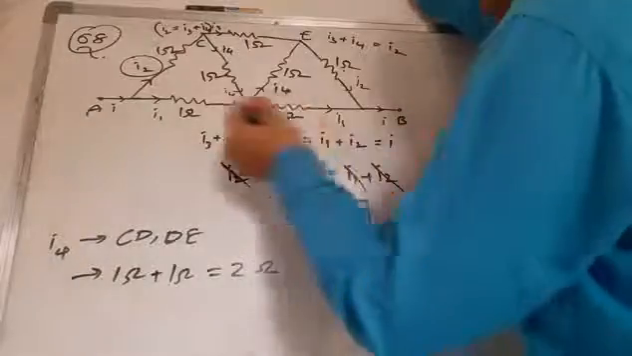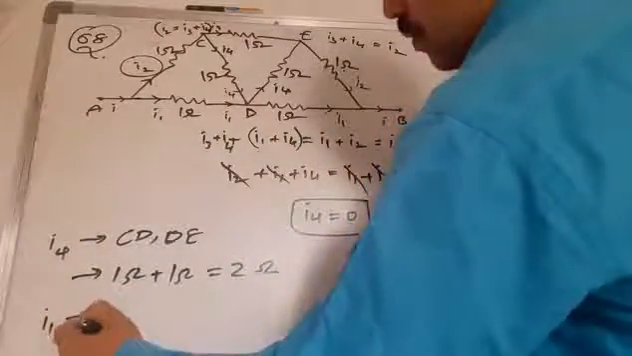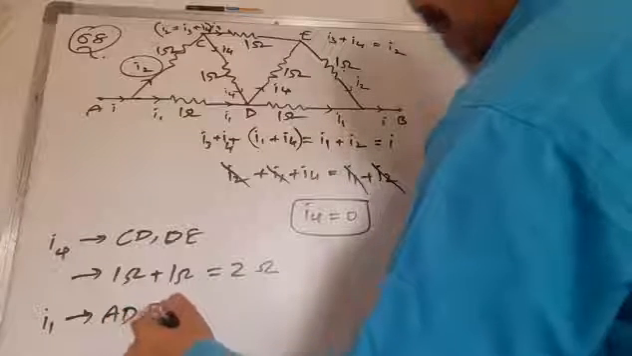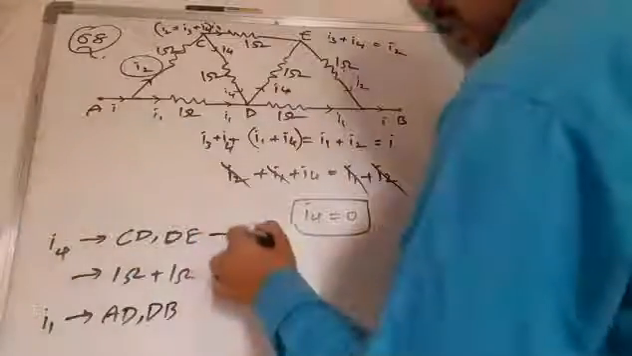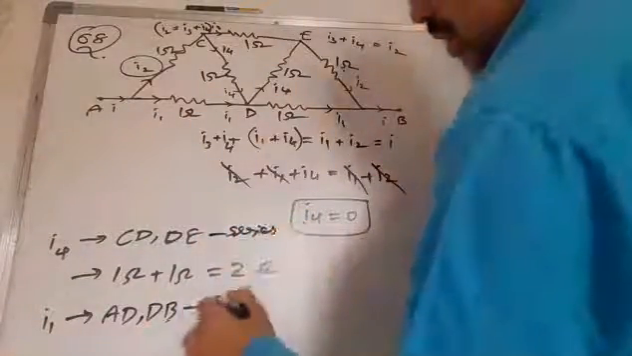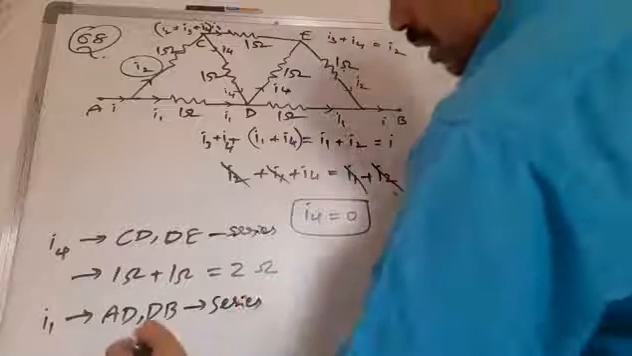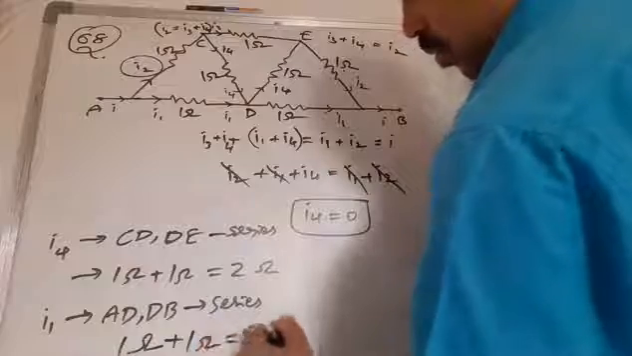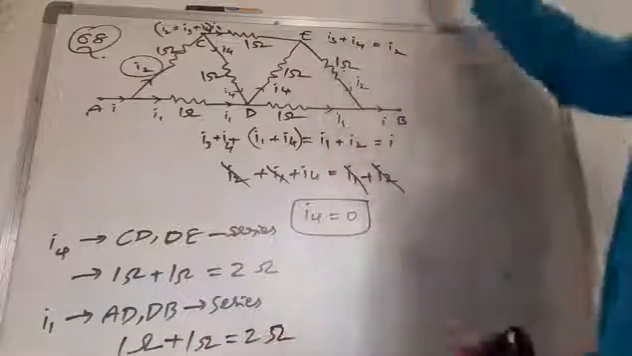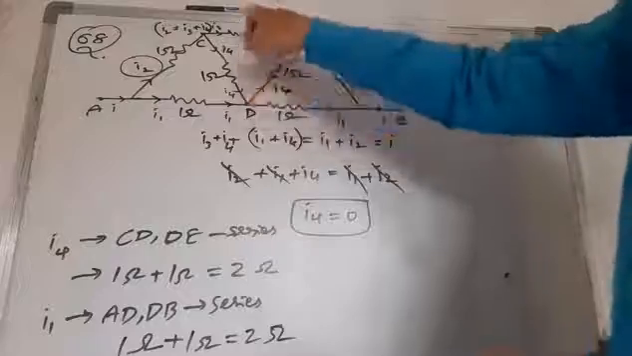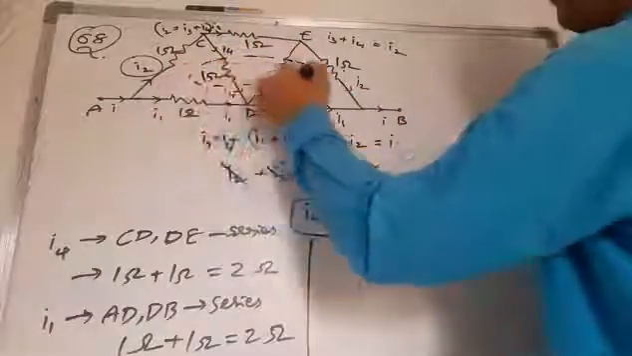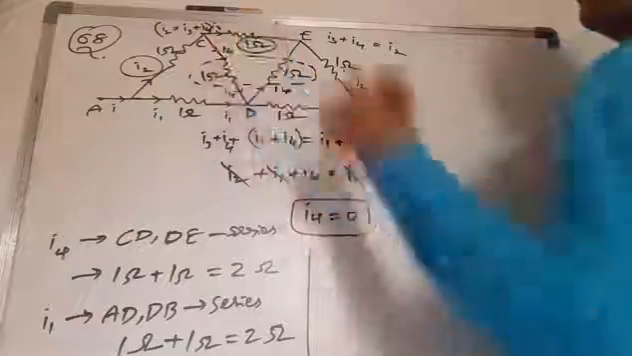AD and DB are also in series because the I1 current is flowing through them. They are in series, so 1 ohm plus 1 ohm is equal to 2 ohms. The same current is flowing through them. CD and DE, these two resistors, are in parallel with this resistor CE.